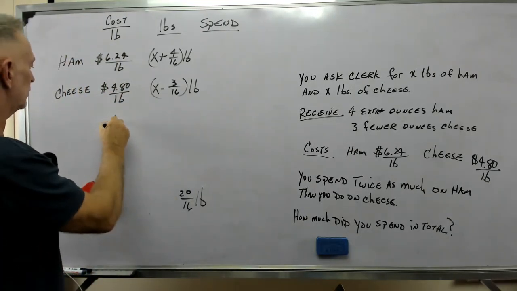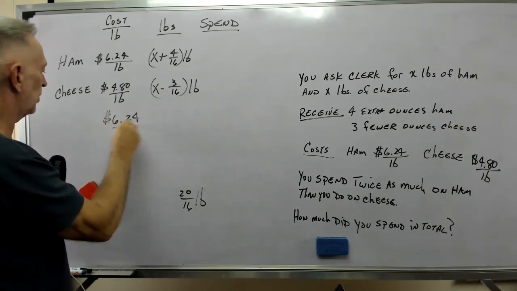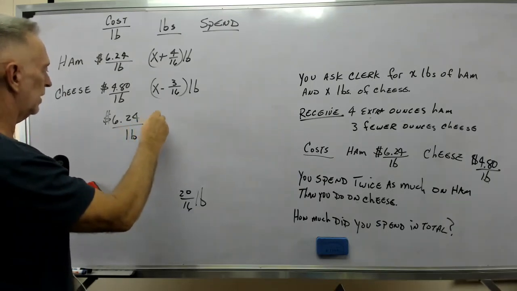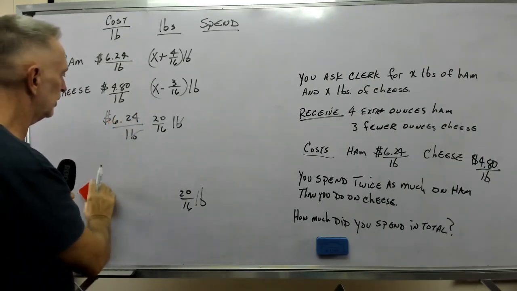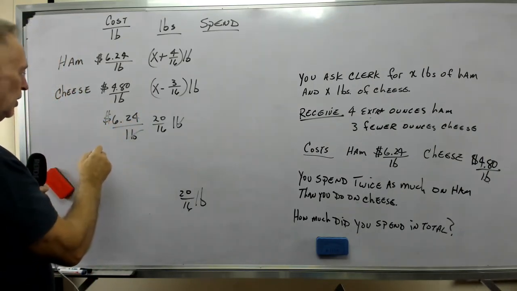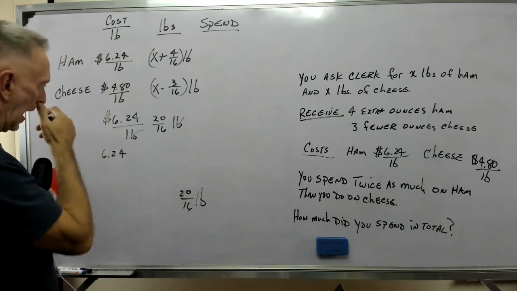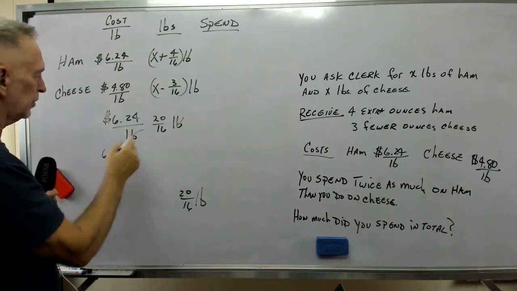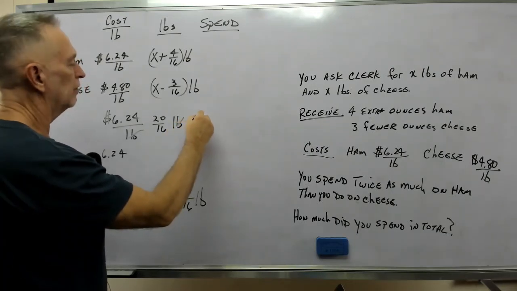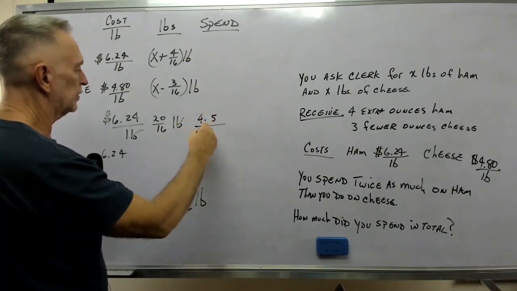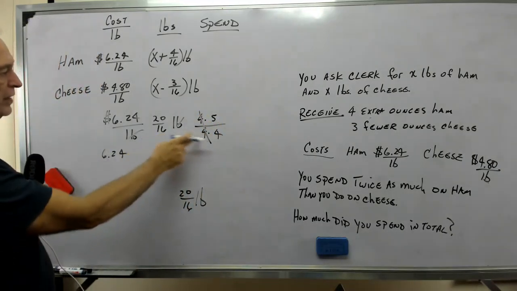20/16. So now we have 624 times, and that's per pound, times 20 over 16 pounds. Now the pounds cancel, we end up with just dollars. So 624 times 20, or we could reduce that if we wanted to. 20 is 4 times 5, 16 is 4 times 4. That's 5 over 4, which would make for easier calculation.